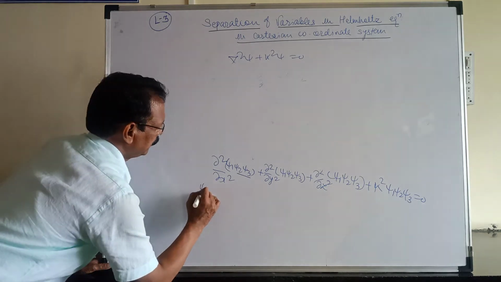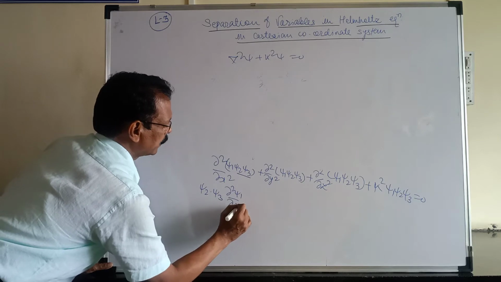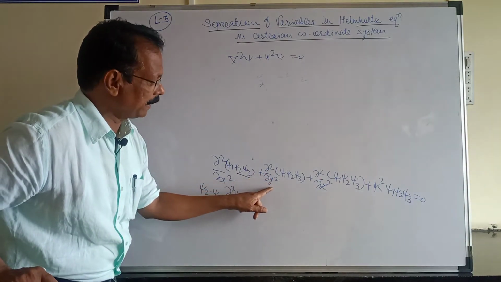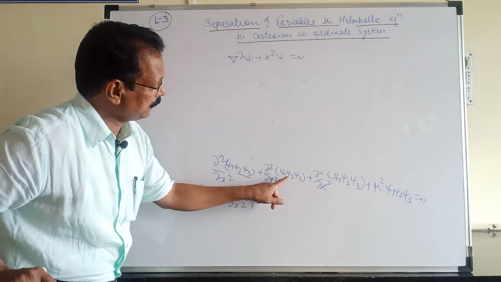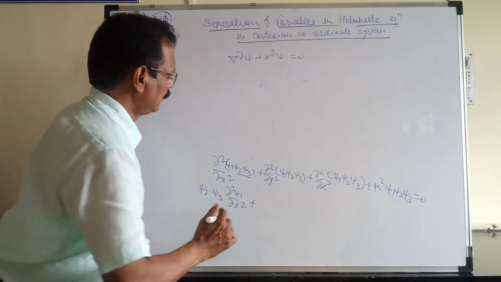So what do we get here? It is psi 2 into psi 3 d2 psi 1 by dx square plus, in this case we have to differentiate this equation with respect to y. Psi 2 is a function of y only. Here psi 1 and psi 3 are constants that we have to take outside the bracket. So what do we get here?